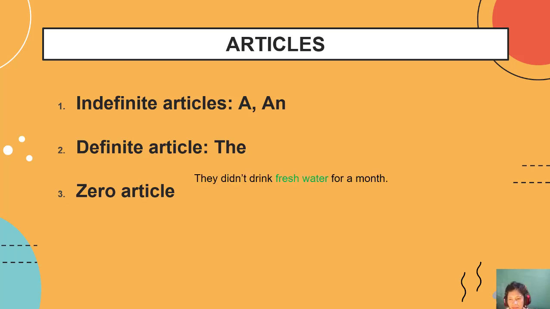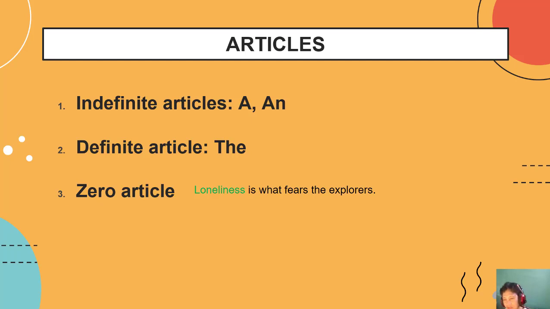Okay, I give you the example. They didn't drink fresh water for a month. Fresh water, this is uncountable, so we cannot say they didn't drink a fresh water. And then, loneliness is what fears the explorers. Loneliness here is abstract, an uncountable abstract noun.